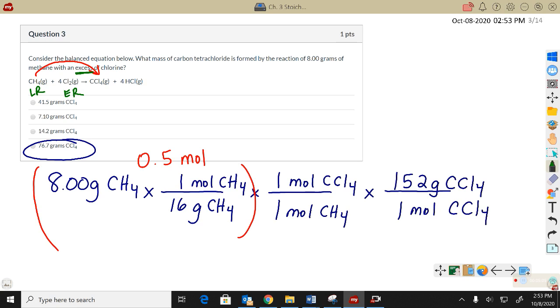Okay, so excess chlorine means I don't have to worry about a limiting excess situation. I know that the 8 grams of methane, CH4, is going to be my limiting reactant, because they tell me that the chlorine is already in excess. So I'm going to switch between the methane, CH4, and the product, carbon tetrachloride.